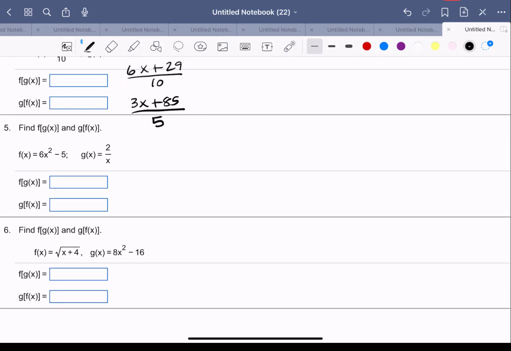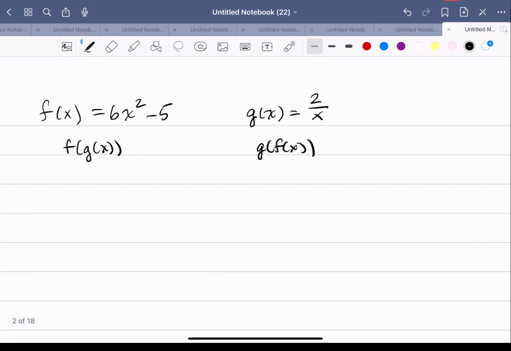Example number 5. Find f of g of x and g of f of x for f of x equals 6x squared minus 5 and g of x equals 2 over x. So to find f of g of x, that means I need to find f of 2 over x. That means for every x, I'll put in parentheses 2 over x. And so that's going to give me 6 times 2 over x squared minus 5.